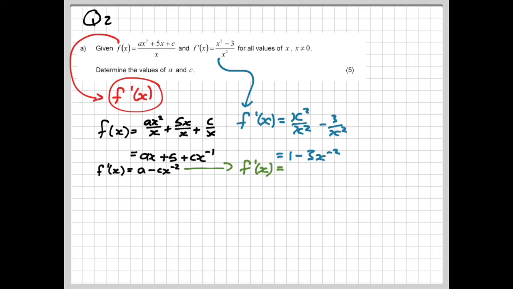The green one is the one we found from the original f(x). The blue one was the one that we got from what was given to us. Well, that's awesome because the a value is 1. And if I compare the coefficient of the x to the negative 2, then c must be 3. But there I've answered my question. Oh, this is really, really awesome.